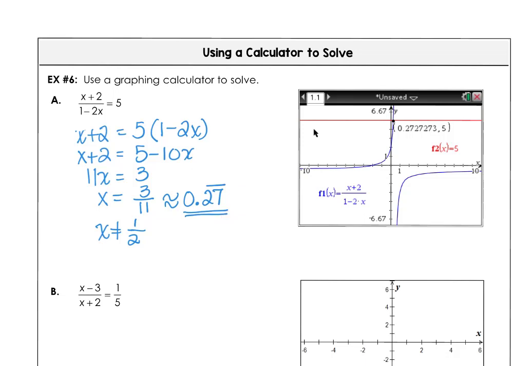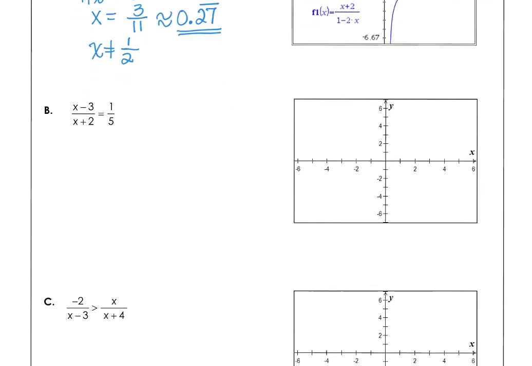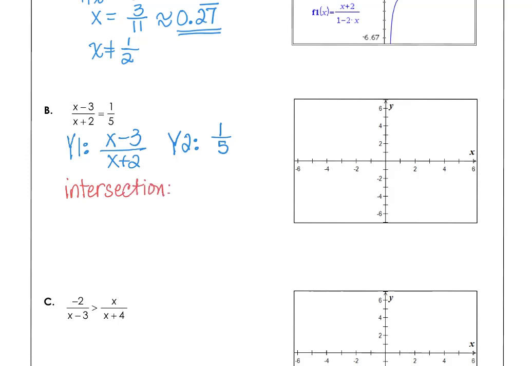Next, what we want to do on example B is we want to get the calculator and graph in our calculator window. Y1 is going to be the left-hand side of the equation. And then the second function, y2, is going to be 1/5. And then our job will be to use the intersection feature to find where the two graphs intersect.